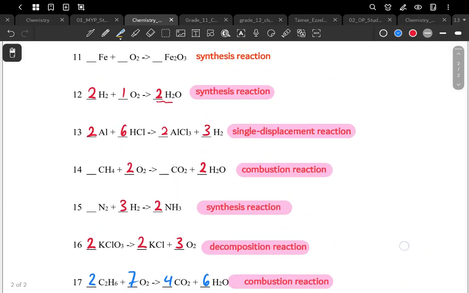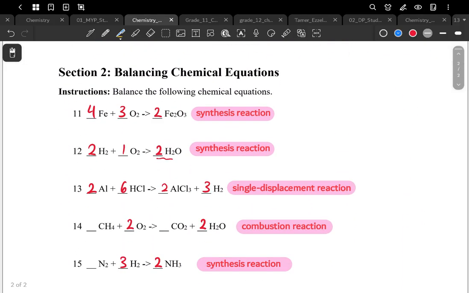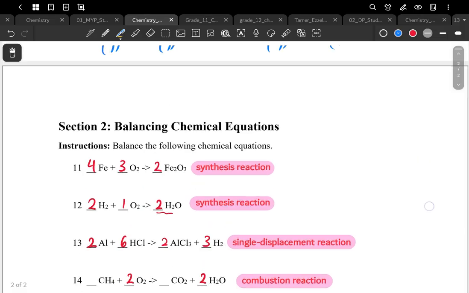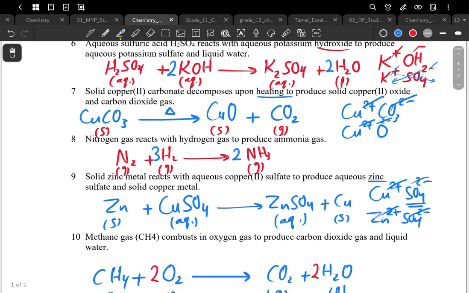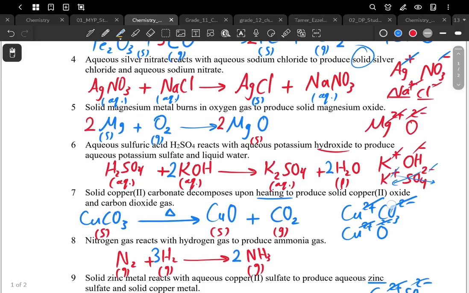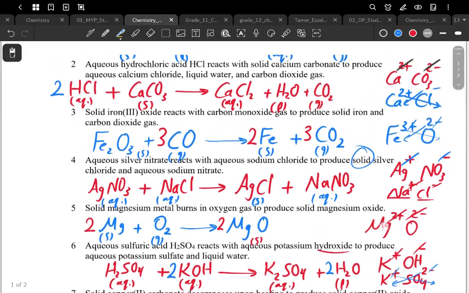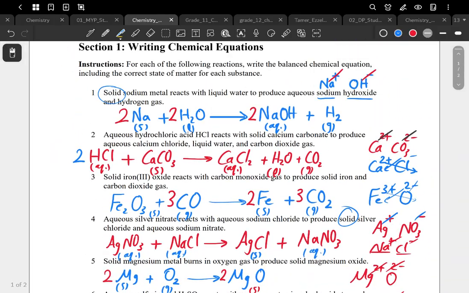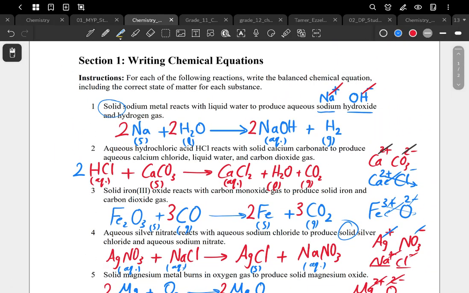Okay, guys, I hope that you like this video because it actually tells you how to balance a chemical equation, how to write down the chemical equation, how to determine the type of chemical reaction, and also how to write down the chemical formulas in a correct way. It is a very, very important skill in chemistry. I hope that it helps you.